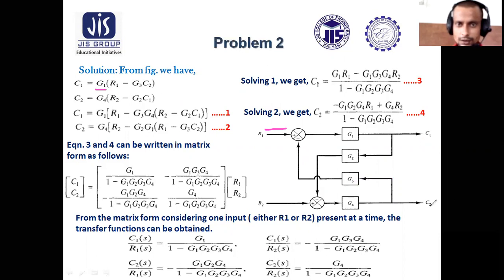Similarly, C2 equals what? C2 equals plus this minus this, into G4. So G4 into (R2 minus C1 G2). Okay.